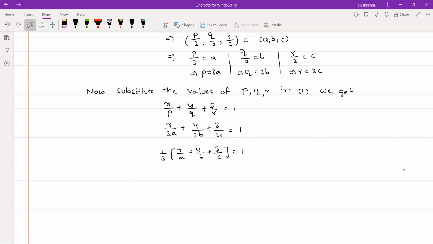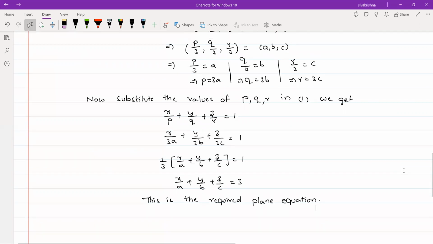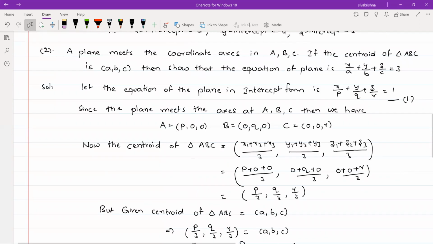Whenever this 1 by 3 is taken to the RHS, it becomes x by a plus y by b plus z by c is equal to 3. So this is the required plane equation. With the hypothesis given in the problem, I proved the equation of the plane is x by a plus y by b plus z by c is equal to 3. So that is the answer. Okay, right, thank you.